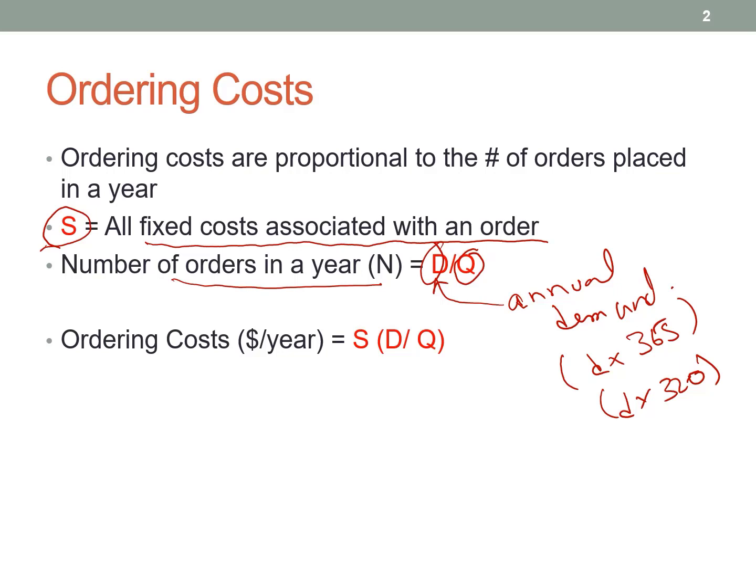So the annual ordering cost, in dollars per year, is simple to calculate. You multiply the fixed ordering cost S by the number of orders in a year, which is D over Q.